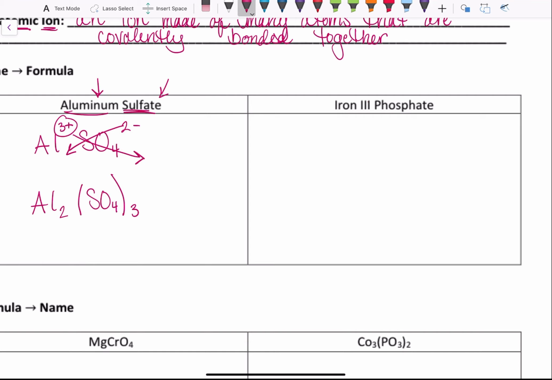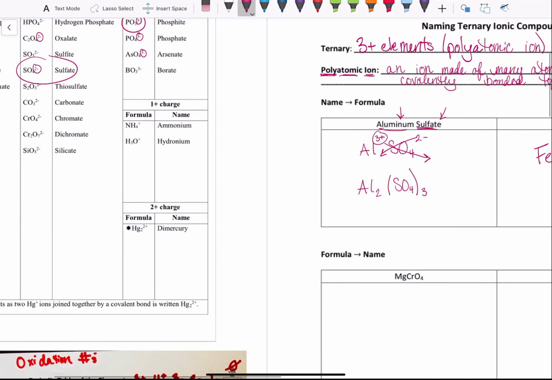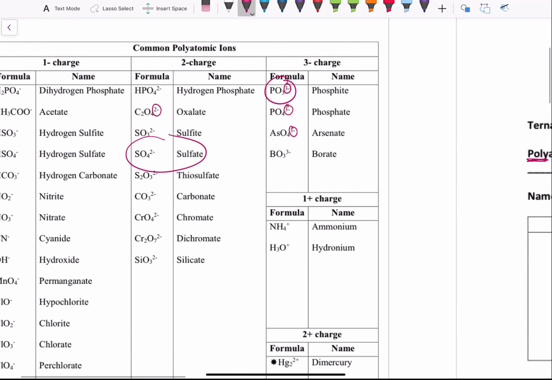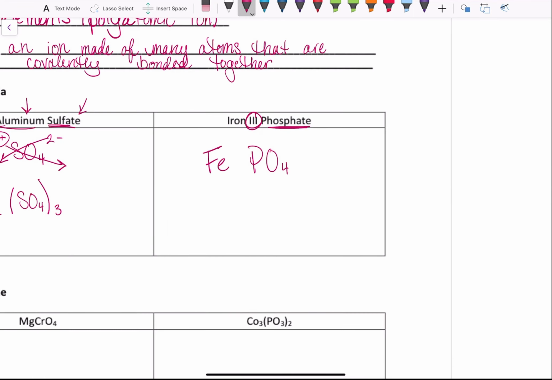This one has iron in it. We've got a Roman numeral because it's polyvalent. Roman numeral just tells us the oxidation number. So we have iron. And then we have phosphate. So phosphate is going to be a polyatomic ion on our list. Phosphate is right here. PO4 3-. So for the oxidation numbers, iron is a 3+. It tells us from the Roman numeral. Phosphate on the list was 3-.